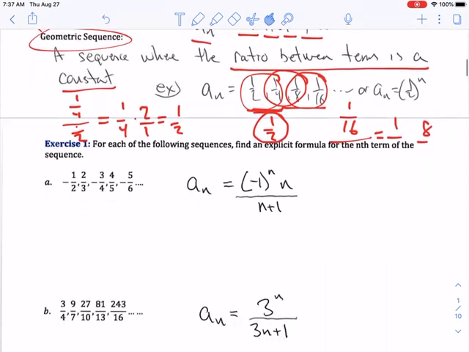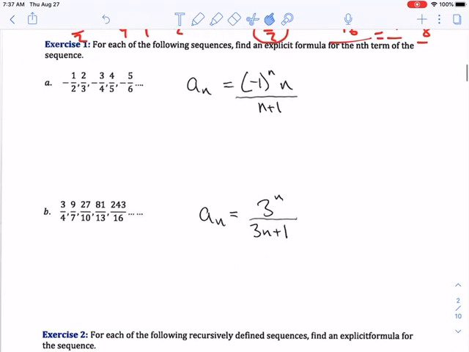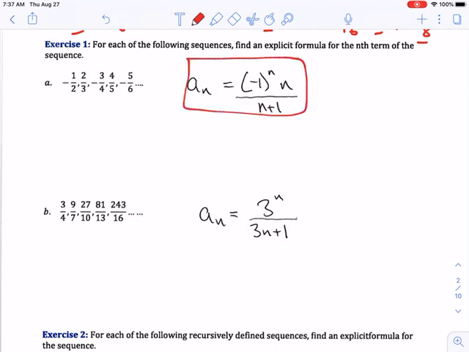So in exercise 1, what we want to do is, for each of the following sequences, find an explicit formula for the nth term of the sequence. So I've written the explicit formula here, but the question is, how do you get that? And I'll tell you, it's a lot of trial and error. There are certain key things that I'm going to show you that you look for, but a lot of times it's just trial and error.